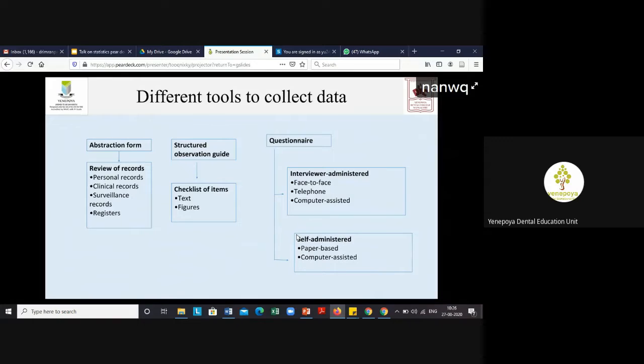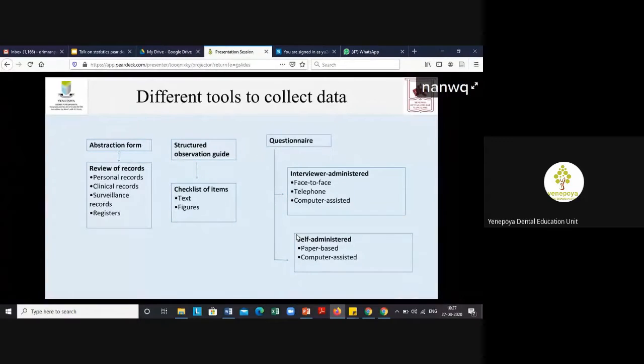What are the various tools we have? One of the important forms is the abstraction form. You are collecting a lot of case history forms, so we can go back and review all these records. It can be a personal record, a clinical record, or a surveillance record by various government agencies, and the registers. For example, the Government of India keeps all the vital statistics, like death. From the death report also you can collect a lot of information. So basically you will design one abstraction form and go and collect the data from that place.